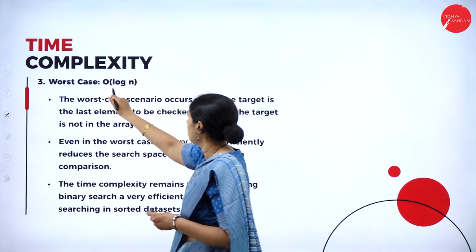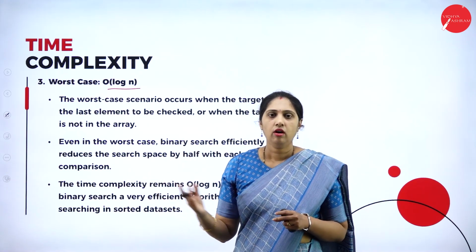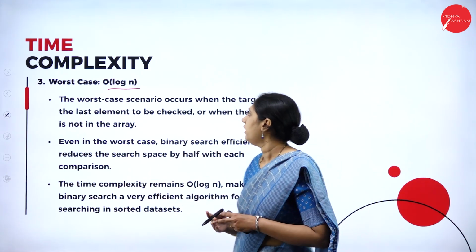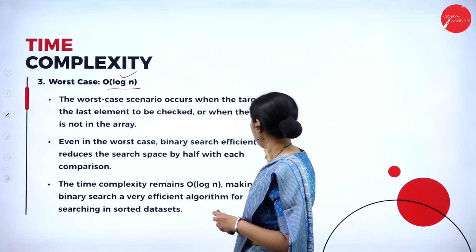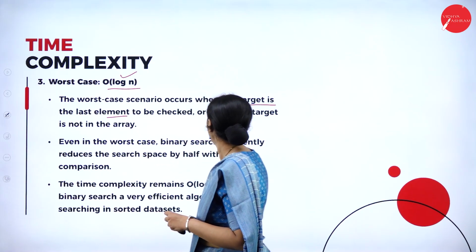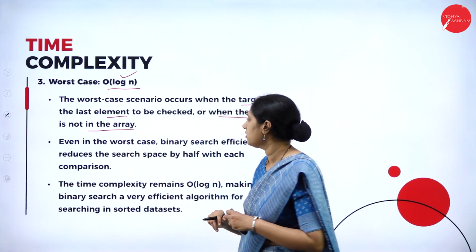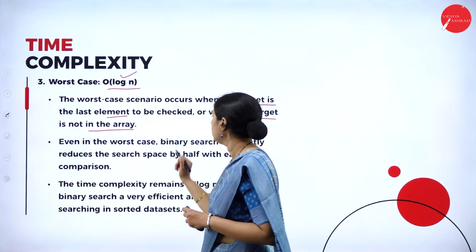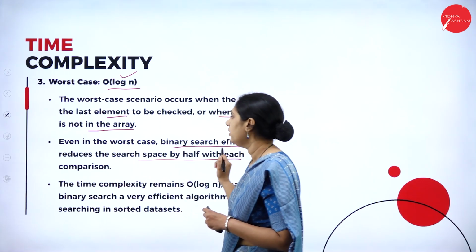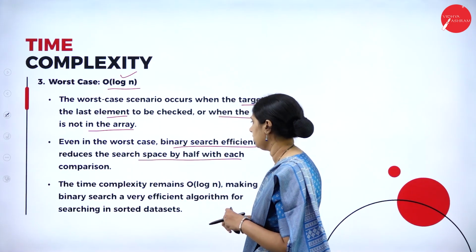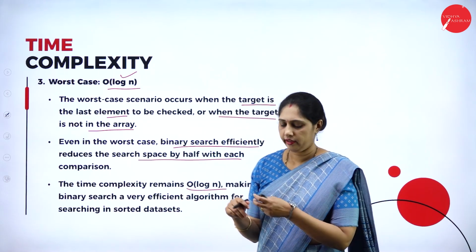The worst case happens in two conditions: if my search element is the last one, or I don't get the search element at all. That is big O of log n. So the worst case is when the target is the last element or when the target is not in the array. Even in the worst case, binary search efficiently reduces the search space by half with each comparison. So again the same complexity, big O of log n.